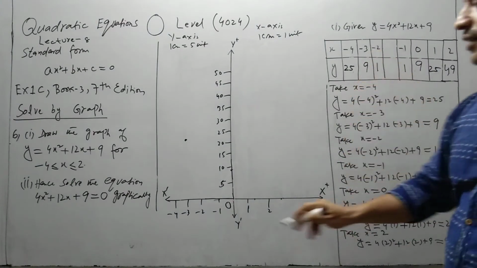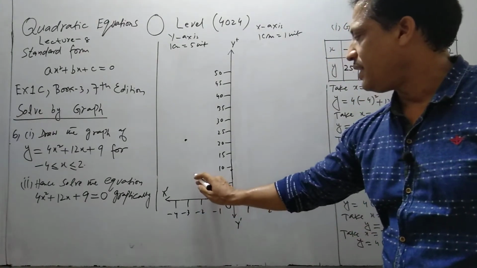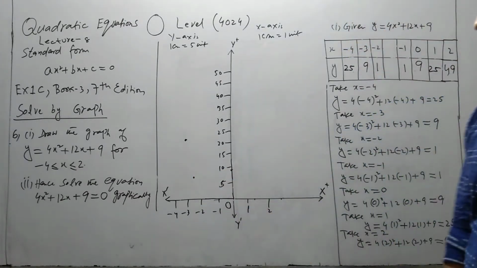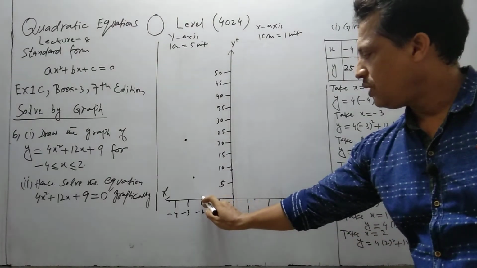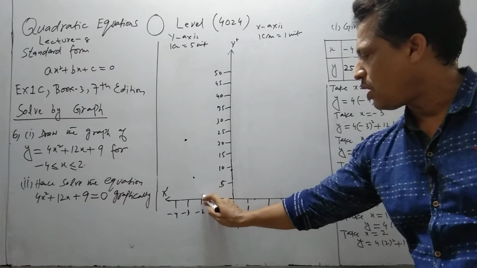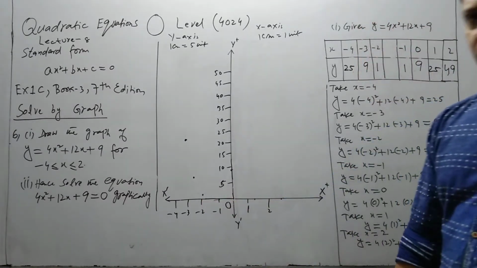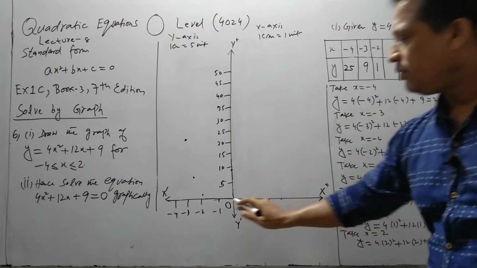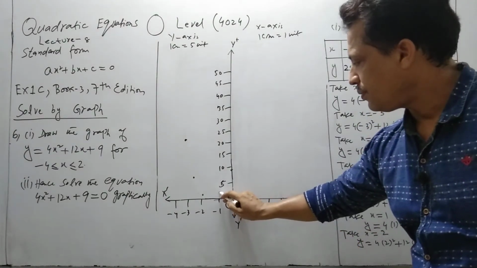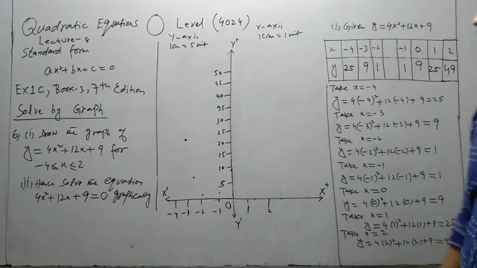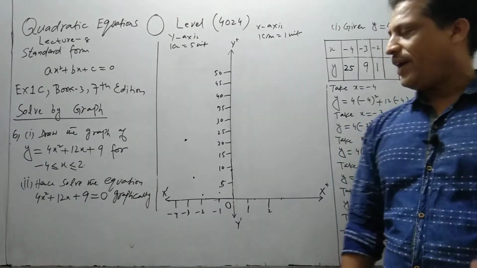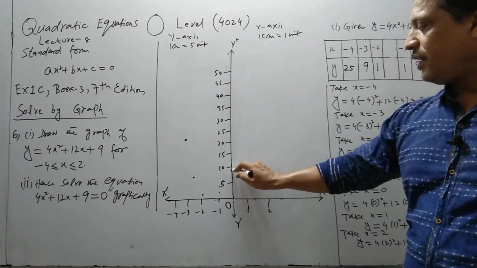The second is minus 3, 9. Minus 3, and this is 10, and just below 10, 9. The third one is minus 2, 1. Minus 2, and just above the axis, 1. Then minus 1, 1. Minus 1 and this one. Then 0, 9. So x is 0, on the y-axis, obviously this 9 is our point.